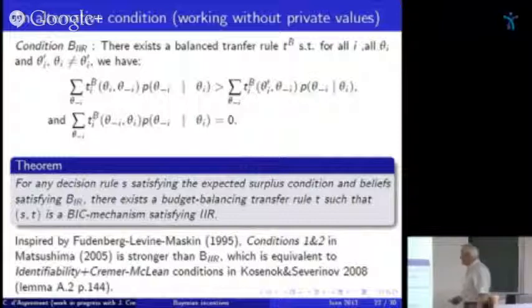Now, for any decision rule satisfying the expected surplus condition and belief satisfying this condition, there exists a budget balancing transfer rule T such that (s, T) is a Bayesian incentive compatible mechanism satisfying individual rationality.